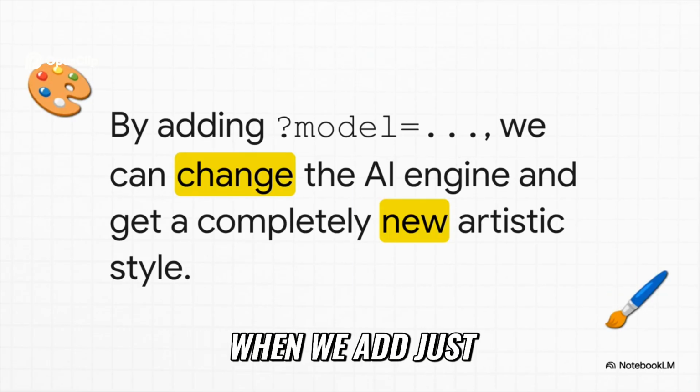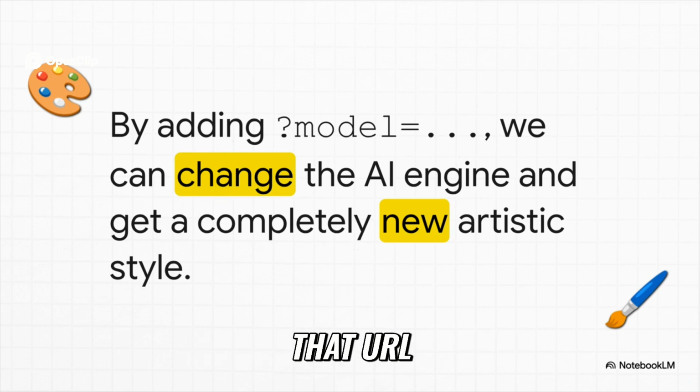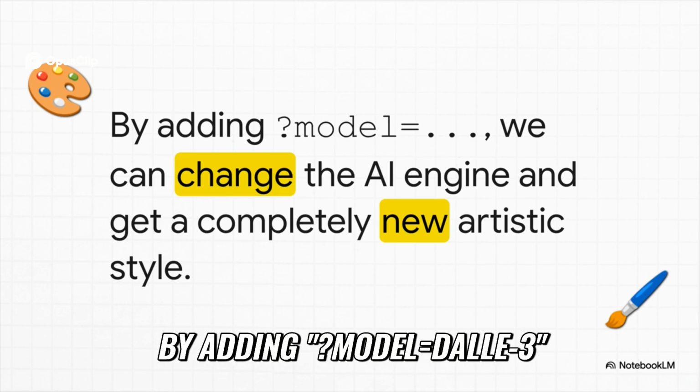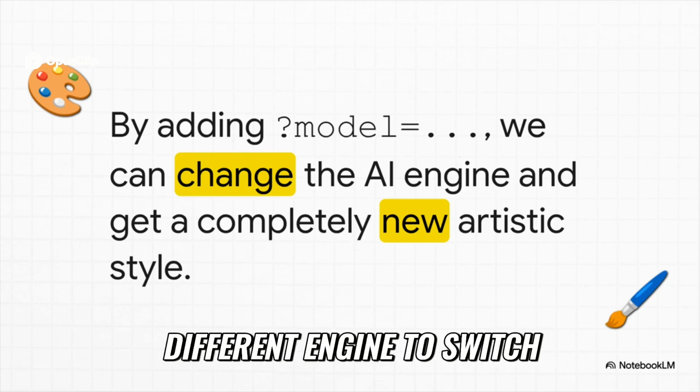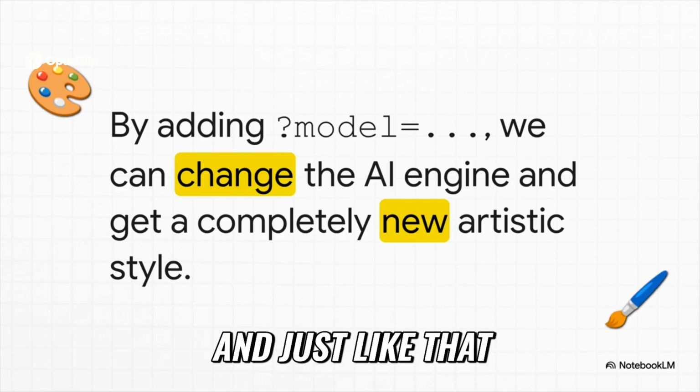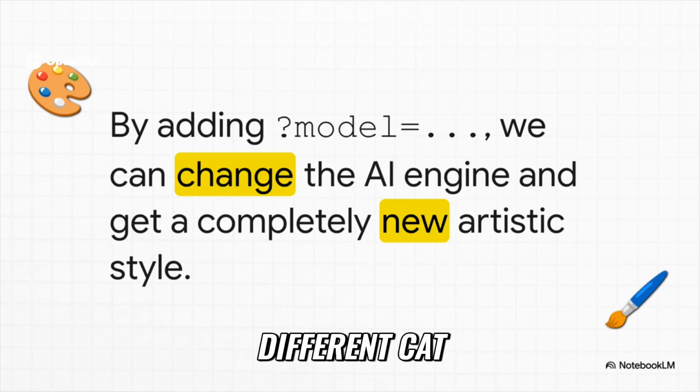Now watch what happens when we add just one little parameter to that URL. By adding model equals 3, we're telling the AI to use a completely different engine to switch up its artistic style. And just like that, we get a totally different cat. That's the power of these parameters.